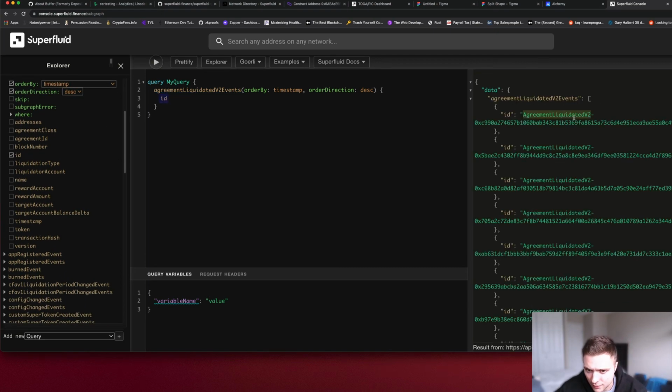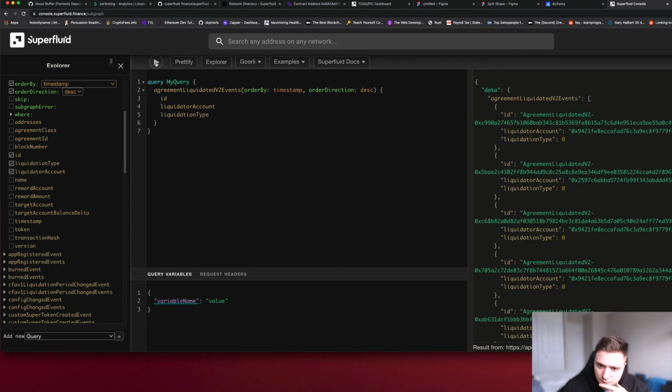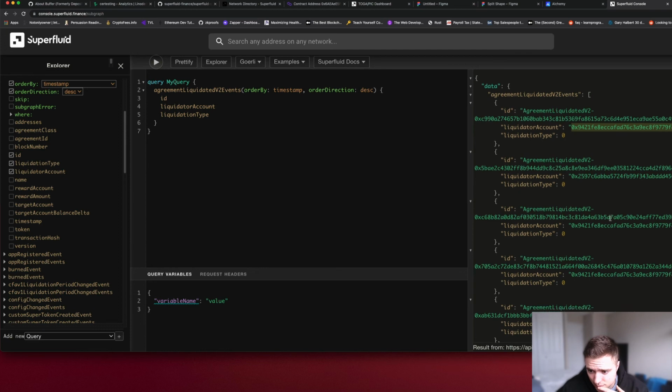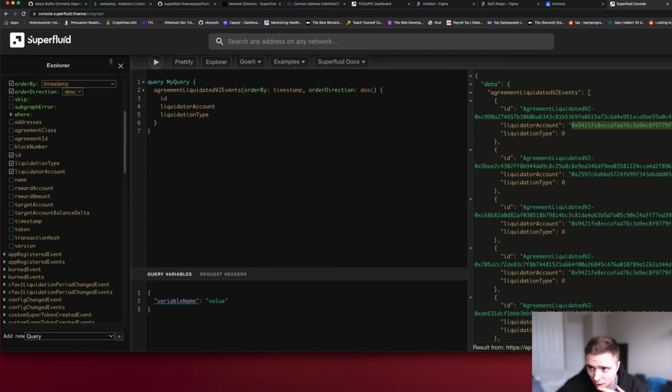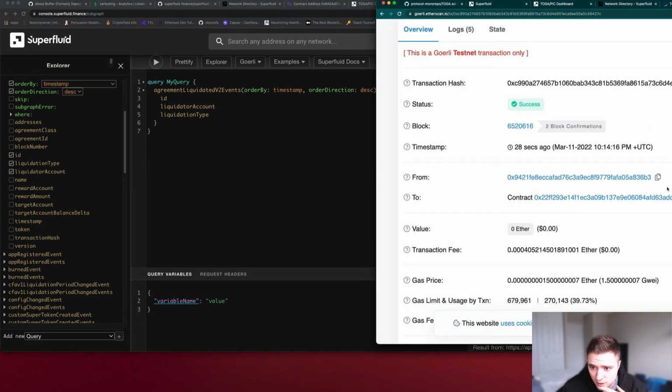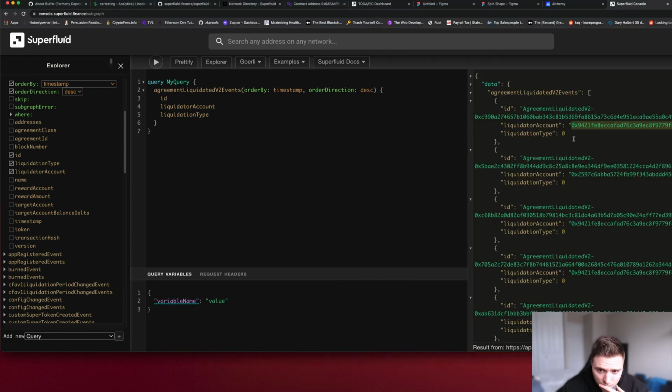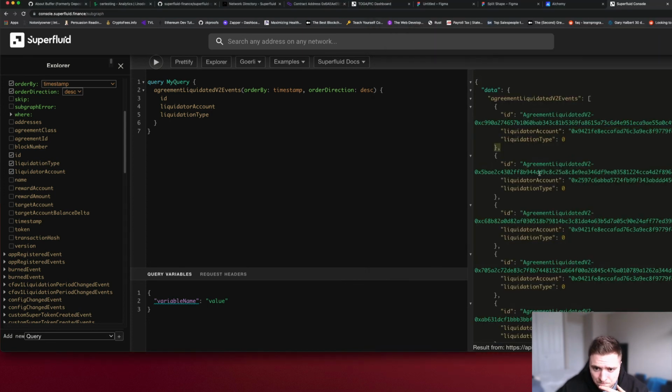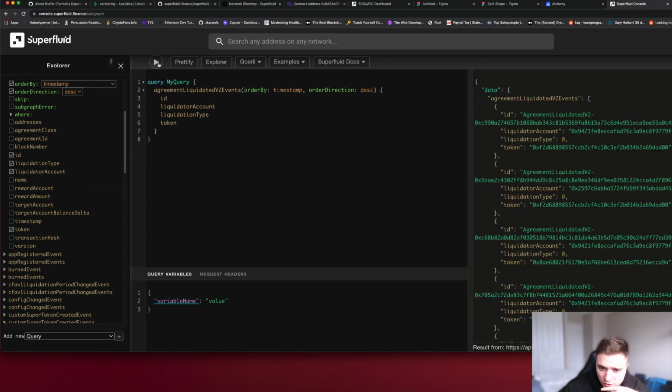Okay, so we have the most recent liquidation events, and let's get the liquidator account and liquidation type. Let's see what we see. Liquidation type, okay, we can see the most recent event that was liquidated was by our address, right? If we can verify, this is the address. This is the most recent one, okay. Let's also get the token. This will give us the token address. Okay, this is the address of DIX.